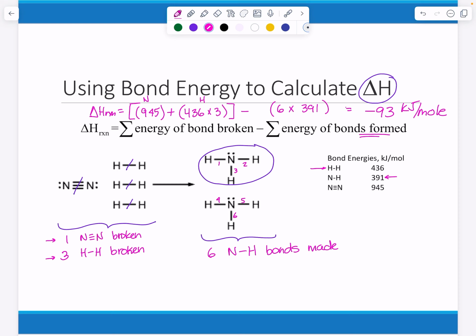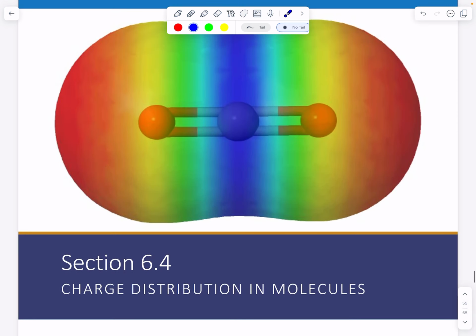All right. So what that tells us is that for this system, if I mix these things together, they are going to form 2 molecules of ammonia, and they're going to release this much energy here. All right. So the next thing that we're going to talk about is charge distribution in molecules, and I'm going to give you just a brief overview so that we can do some examples in class on Friday.